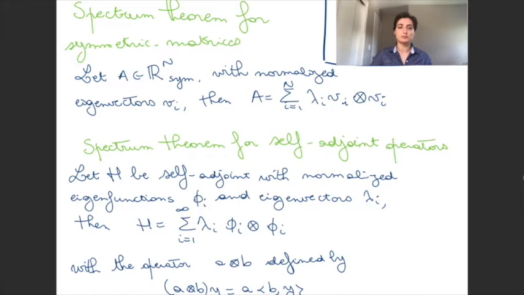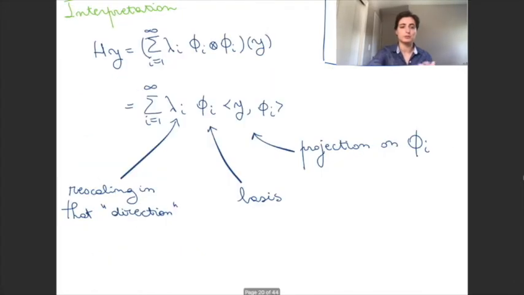So can we prove the spectral theorem for self-adjoint operators? Well, we're just going to look at an interpretation of it. So we have H applied to y, and we say that H can be rewritten as this infinite sum, and we can rewrite it by applying the definition of tensor product that we have just seen as an infinite sum of the eigenvalue times the eigenfunctions times the inner product between y and phi, the eigenfunctions that we have at the moment.